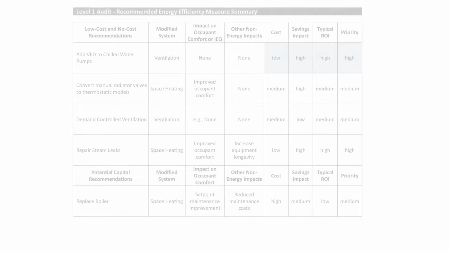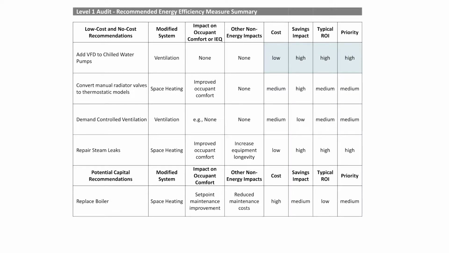You have to come up with a list of measures, and you have to say, are they a high, a medium, or a low payback, or high, medium, low cost? Here's the table that you have to fill out. And just to summarize, that's the answers that you want in a level 1. I want high, medium, or low cost, high, medium, or low savings, high, medium, low ROI, and high, medium, or low priority. And I'll take applause for that at the end.